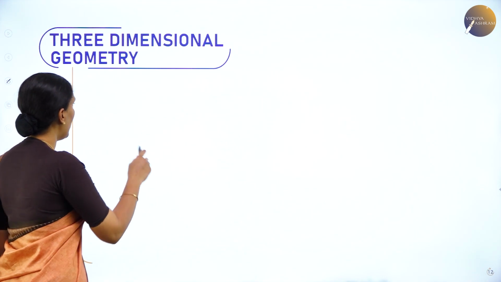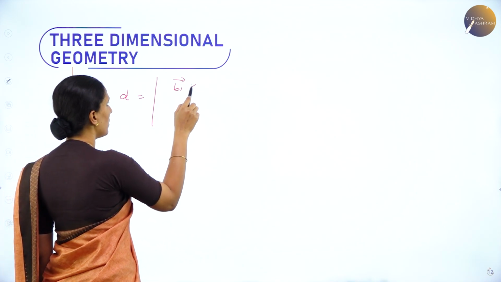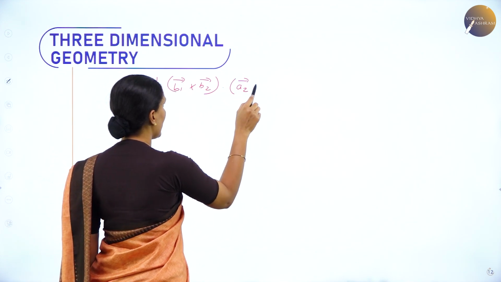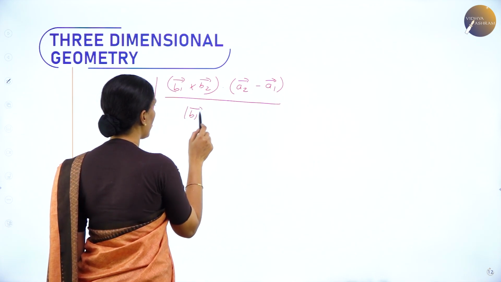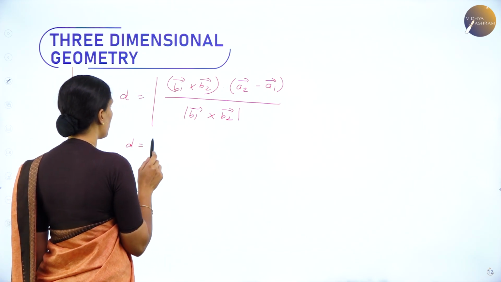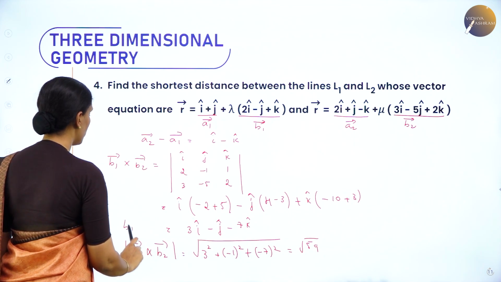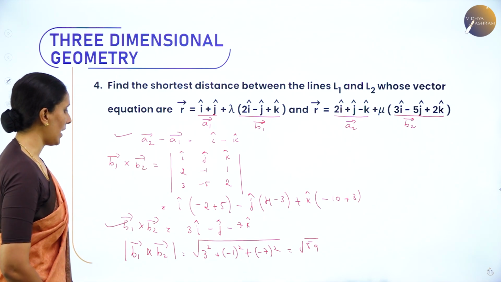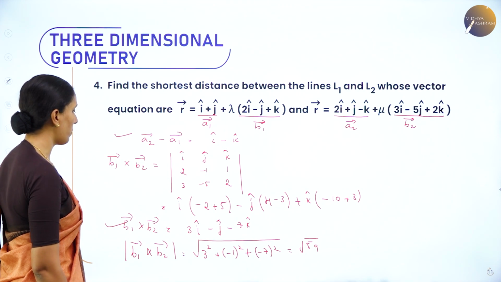Now, we know the formula that the distance D is equal to the dot product of vector B1 cross B2 with A2 minus A1, whole divided by the magnitude of B1 cross B2. So D is equal to, we need to take the dot product of B1 cross B2 as well as A2 minus A1. So, let's find the dot product.